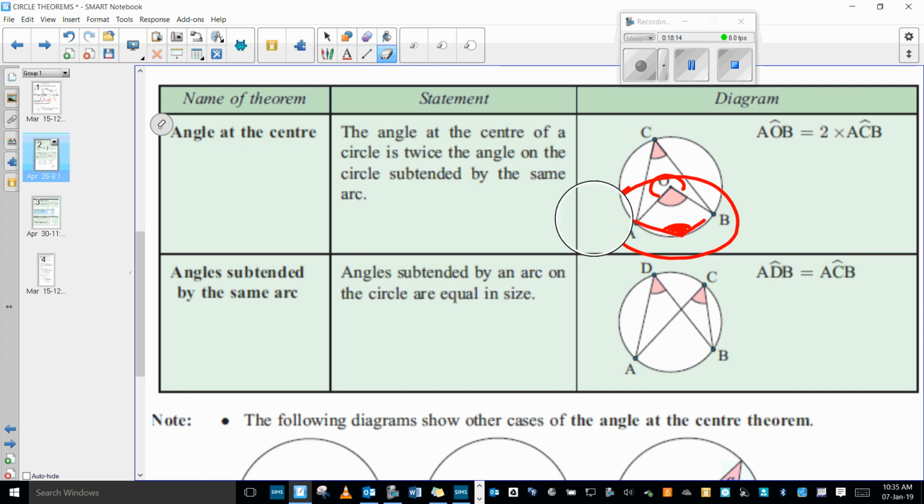You would have to use your knowledge that they add up to 360 in a full circle. So you would have to calculate other angles. Yes. Okay?